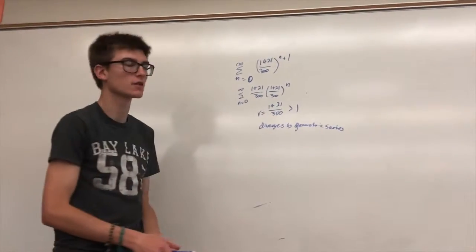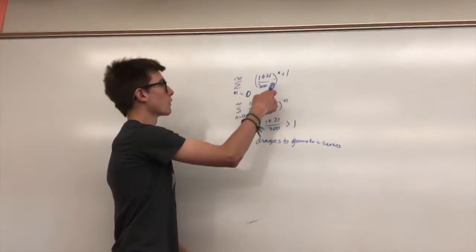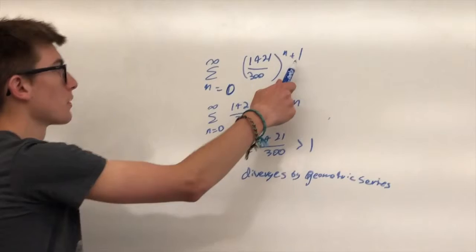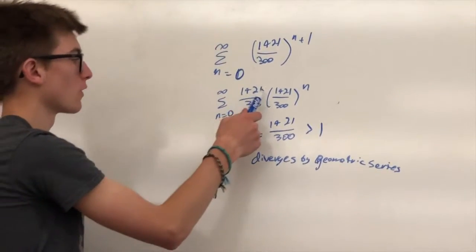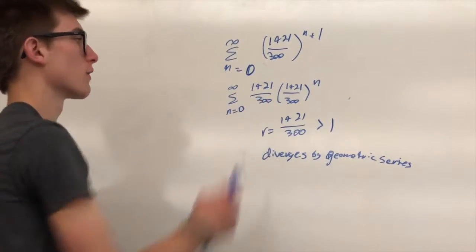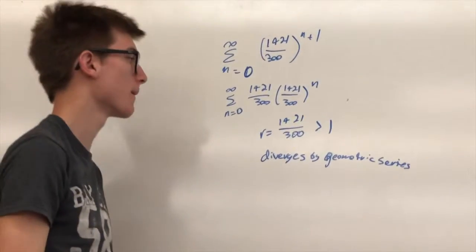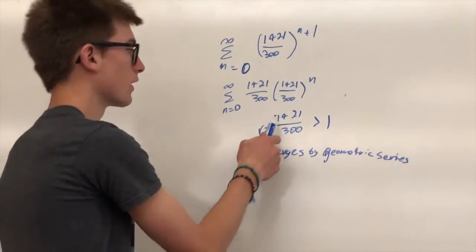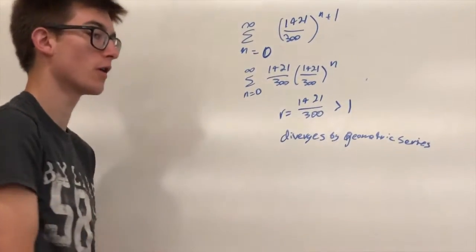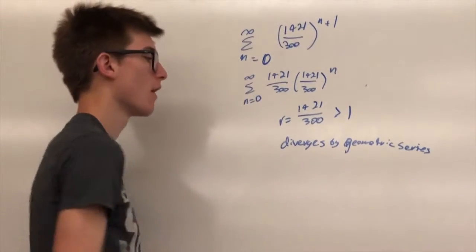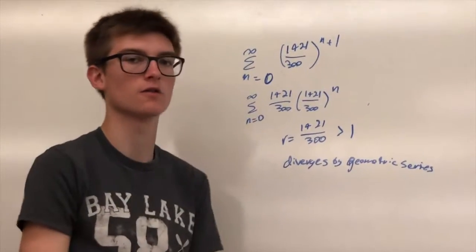So for here we have this equation, 1,421 over 300 to the n plus 1. So what we're going to want to do is we're going to split it up. So it's 1,421 over 300 times 1,421 over 300 to the n, which in turn is a geometric series. So that's going to make r equal to 1,421 over 300, which is greater than 1. So it in turn diverges by the geometric series because r is greater than 1.